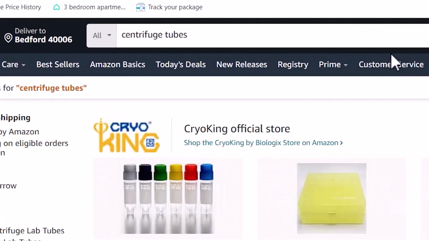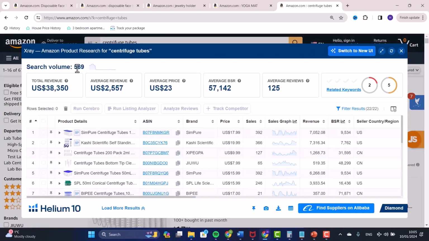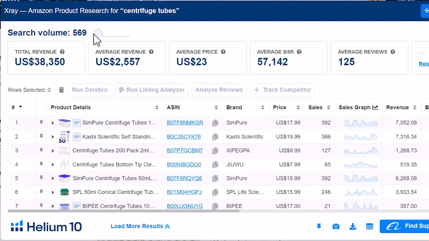Another product, just to illustrate the example, centrifuge tubes. If you work in a biochemistry lab, you would understand what it is. It's just tubes used in a special machine called a centrifuge. Now, if we check the demand and the competition, the search volume, which is the demand, is 569, so it's less than 1,000, and the average review is 125. Actually, the competition is low, but also the demand is very low as well. So that's not a good example again. So what we want is high search volume and low competition. So let's say something at 10,000 or more, for example, and a review of 125, that would be ideal. That would be an ideal situation to be in.